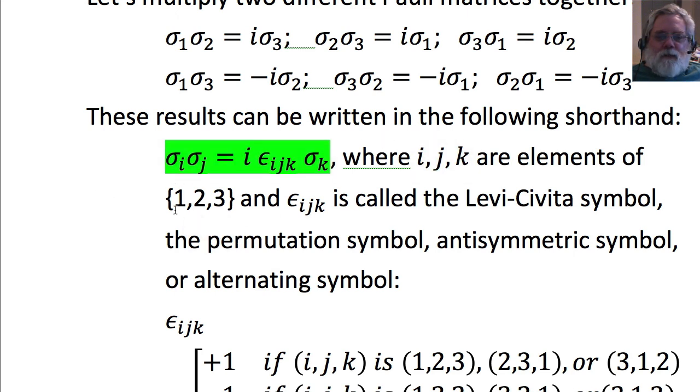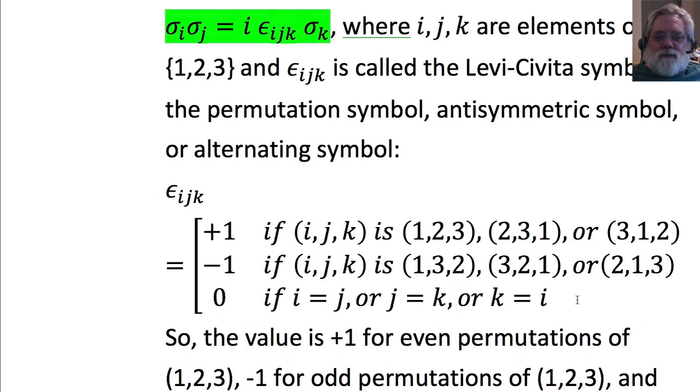Let i, j, and k be any elements of 1, 2, or 3. If you multiply Pauli matrix sigma sub i times Pauli matrix sigma sub j, you will get a Pauli matrix sigma sub k multiplied by pure imaginary number i. Notice that this i is not the index i. But then there's this funny symbol, epsilon ijk, which is called the Levi-Civita symbol, the permutation symbol, the antisymmetric symbol, or alternating symbol.